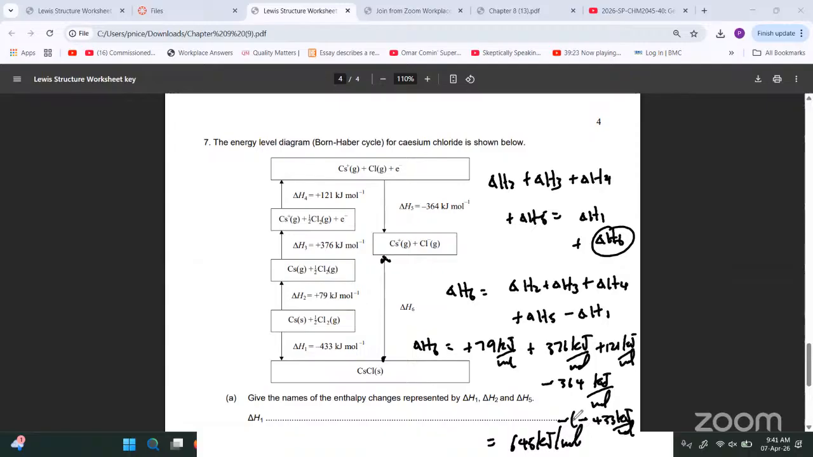All right. Any questions about this one? Any questions? Okay, so that's the answer to the B part.